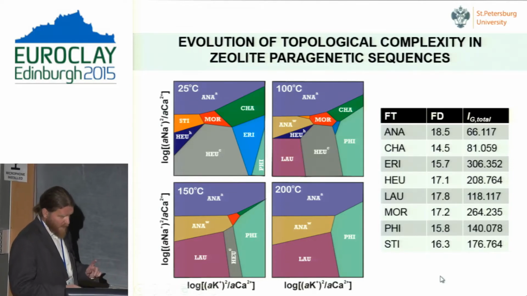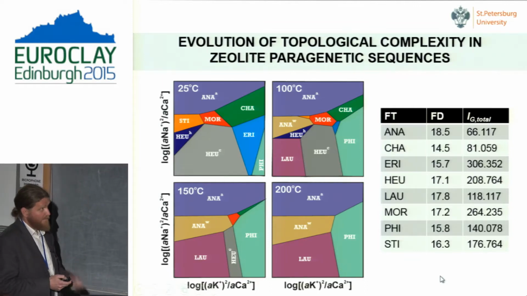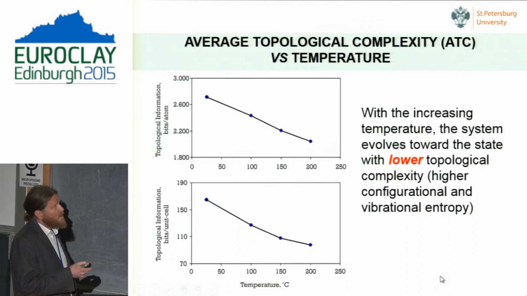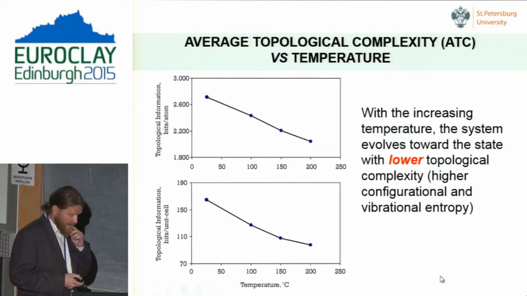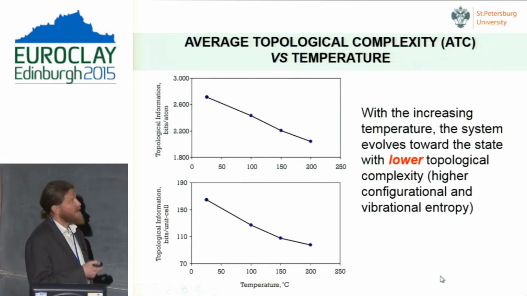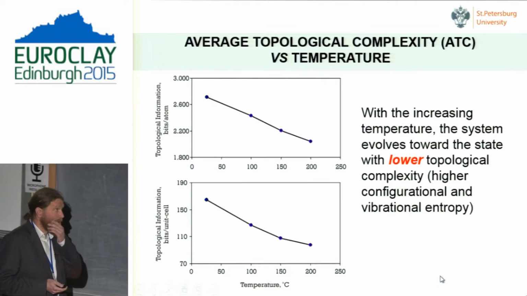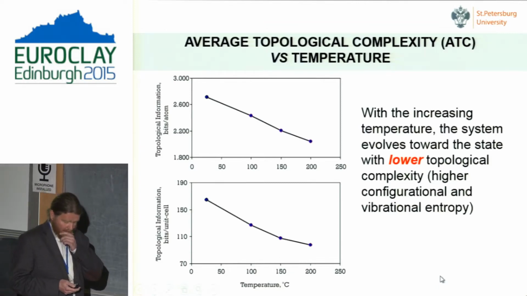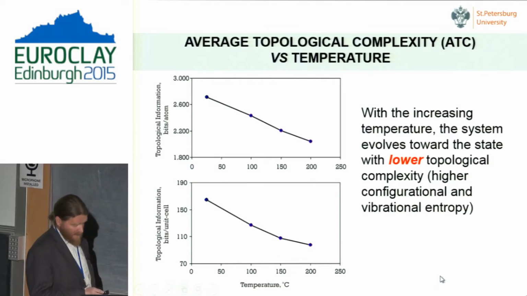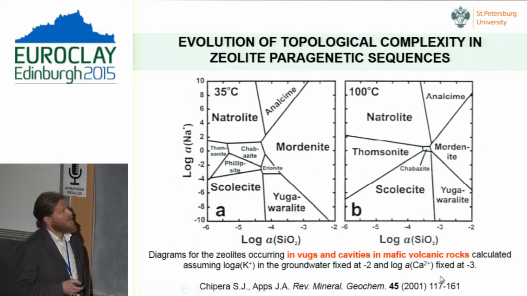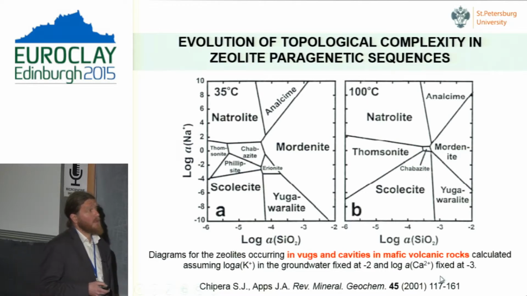So it's not only complexity which is decreasing, but also diversity. And what is also interesting is that this evolution of the complexity is almost linear, and I don't have any explanations for this kind of linear behavior. Another example is these diagrams for zeolites which occur in vugs and cavities in mafic volcanic rocks.